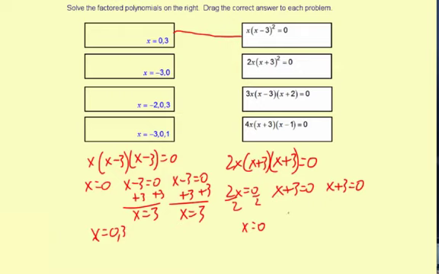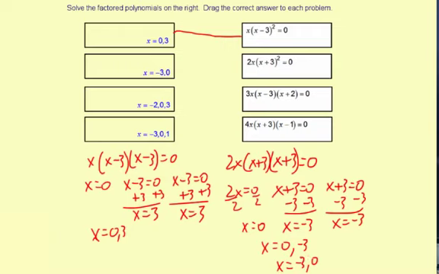x plus 3 equals 0. I'm going to subtract 3 from both sides. So x equals negative 3. And I'm going to subtract 3 again. x equals negative 3. So my answers are x equals 0 and negative 3. But I need to write them in increasing order. So I'm actually going to rewrite it as x equals negative 3, 0. Once again, I have a repeated 0 here. Negative 3 is repeated, but I only need to write it once.